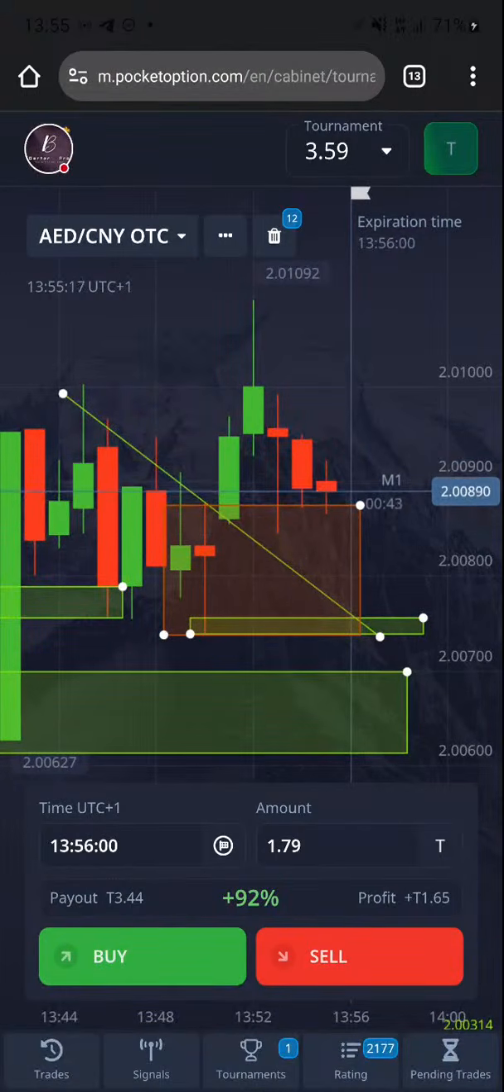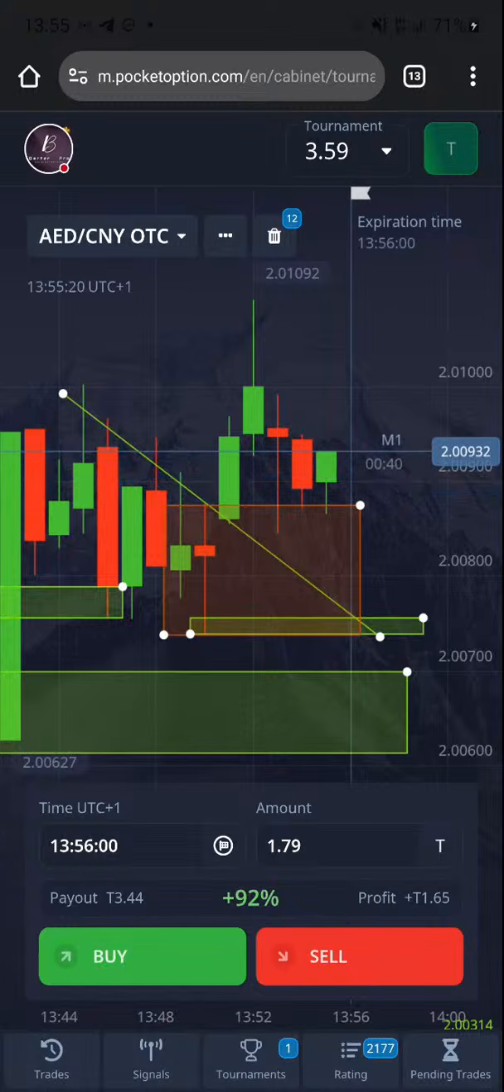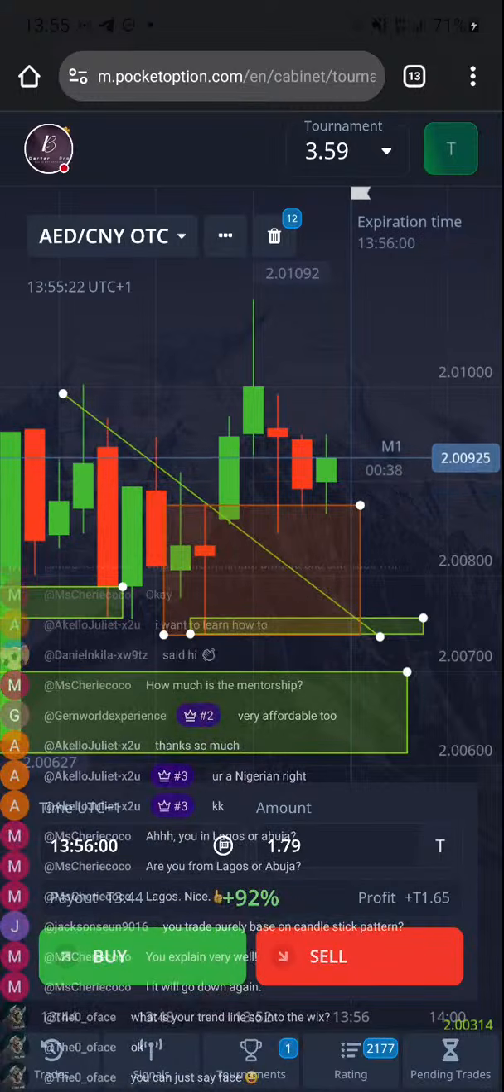I'm waiting for price to come here. I'm going to take a trade to the upside when price enters this entry.